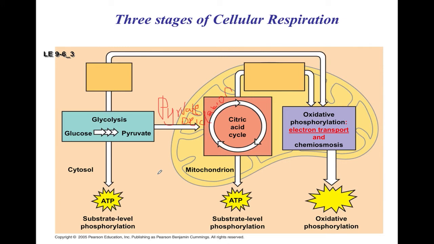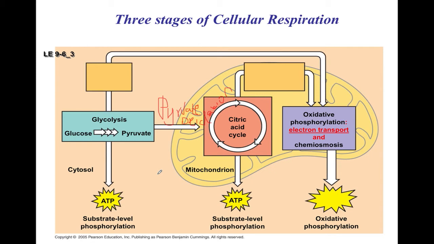I hope you memorized all the stages of cellular respiration. If they ask you what are the three stages, you will say glycolysis, citric acid cycle, oxidative phosphorylation. If they ask you what is the stage or the step between glycolysis and citric acid cycle, make sure you remember pyruvate oxidation. So remember the order. The order is very important. GPCO: glycolysis, pyruvate oxidation, citric acid cycle, and oxidative phosphorylation.